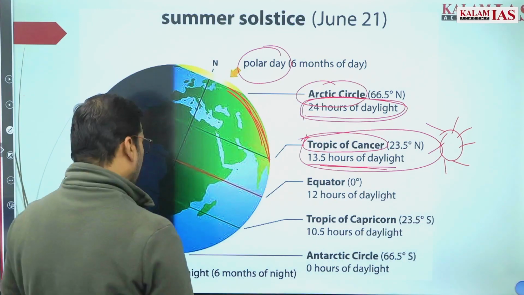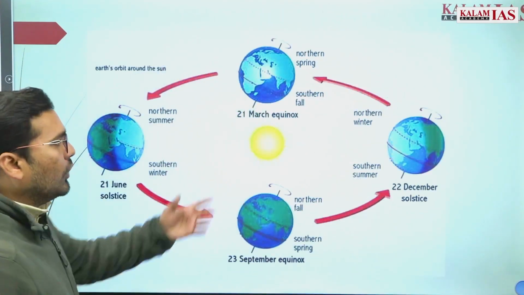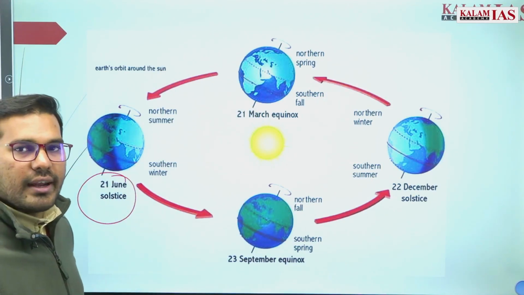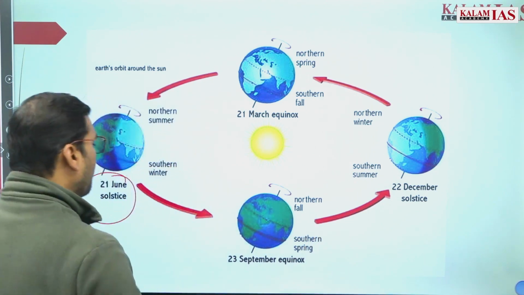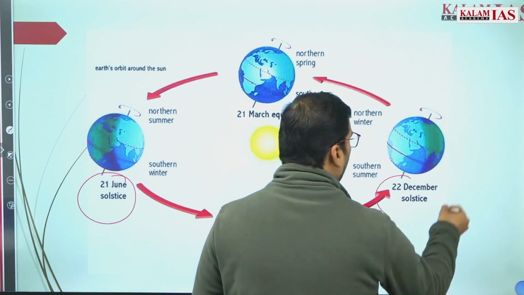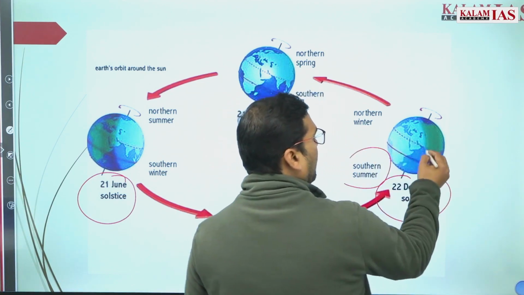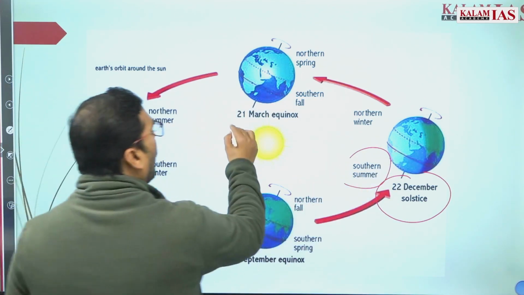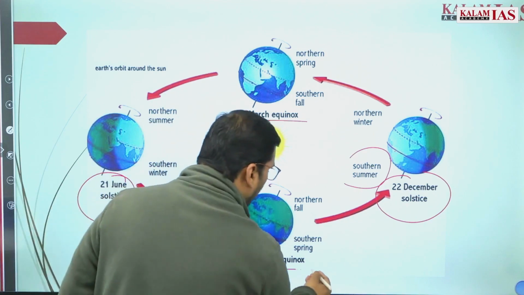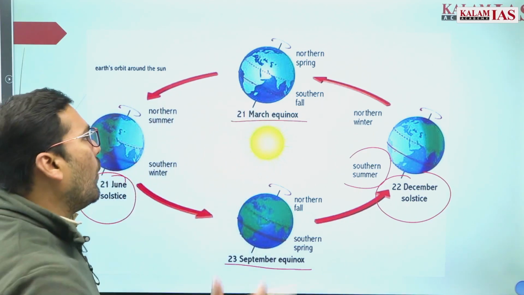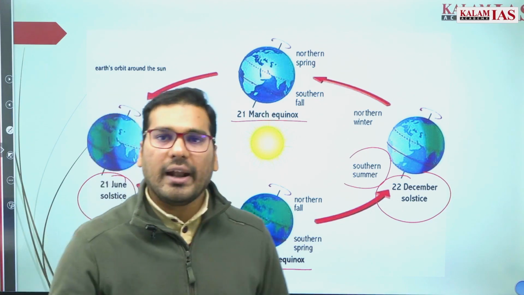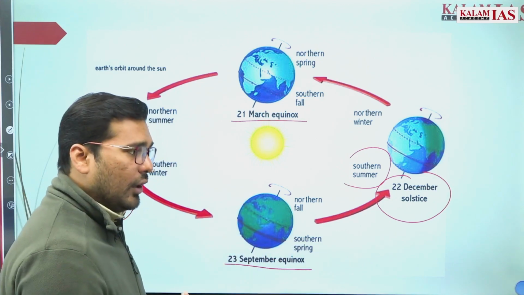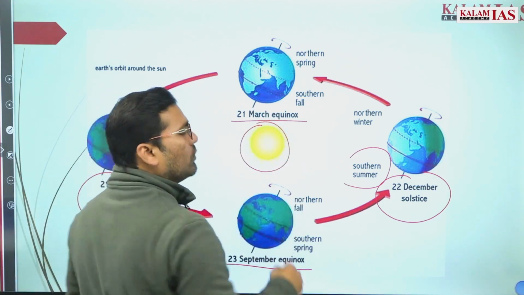Okay, simple. And after that, you must be knowing what happens on 21st June. This is the solstice, or summer solstice from the northern perspective, of course. Then on 22nd December, this is the Tropic of Capricorn. The sun will be vertically here, that is the winter solstice. And on 21st March and also on 23rd September, this is known as the equinox. Equinox means when the sun is at the equator, when the sun is overhead at the equator.